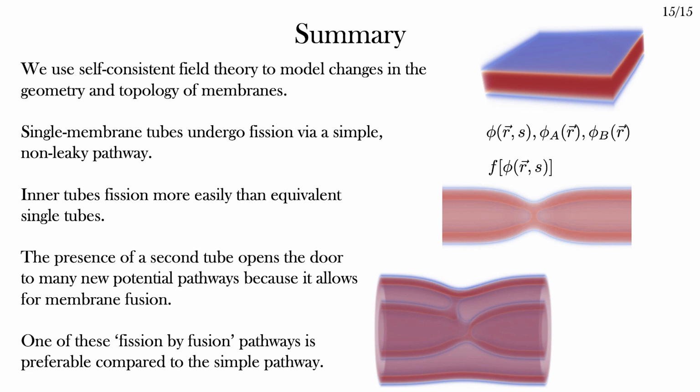So in this work, we've used self-consistent field theory to model changes in geometry and topology of biological membranes, specifically tubular membranes. A single membrane tube undergoes fission by a simple leakless pathway. Experiments indicate that even at the same tension, the outer tube assists the fission of an inner tube in a double membrane system. This can be explained by the discovery of a new pathway, whereby transient fusion events between the membranes can catalyze the fission of the inner tube.